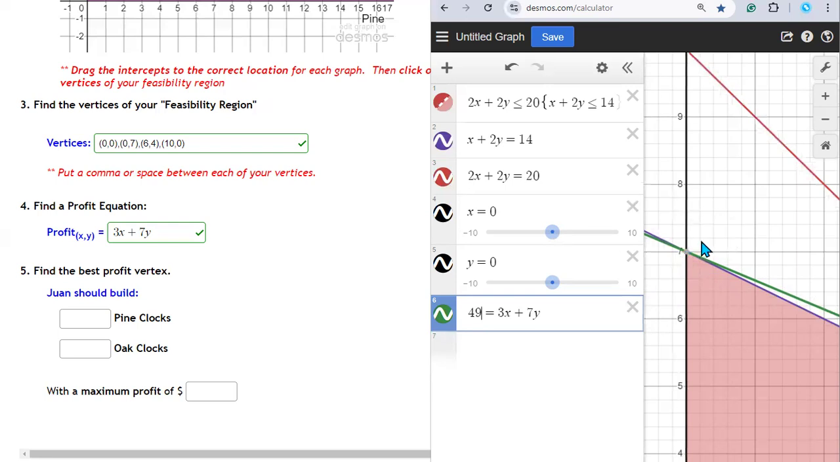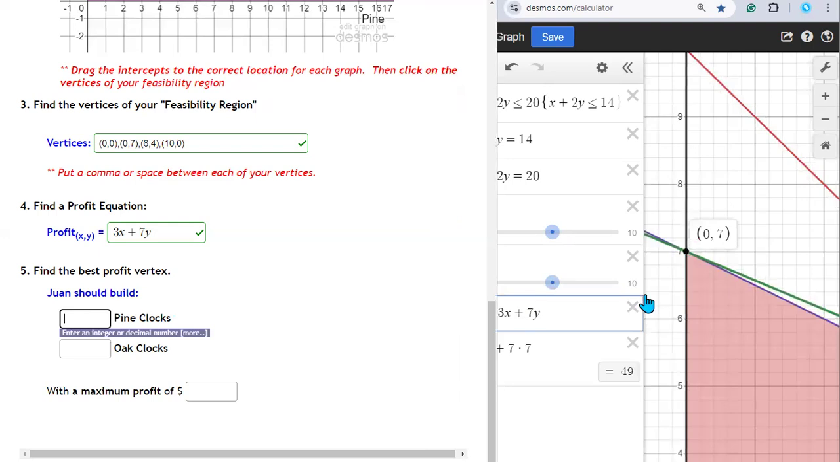Now we can verify that this is the optimal solution by doing what? At this point here, X is 0 and Y is 7. So I'm going to type 3 times 0 plus 7 times 7. Y is 7 when X is 0 at that point. And we get a profit of $49. So we just verify that this is, in fact, our optimal solution. So this person should build 0 pine clocks and make 7 oak clocks, which produces a maximum profit of $49.